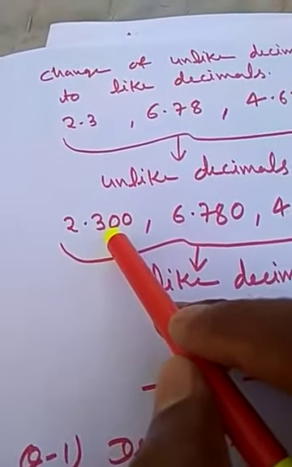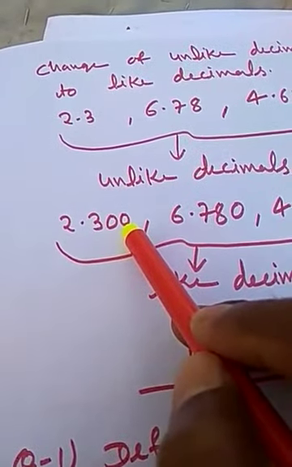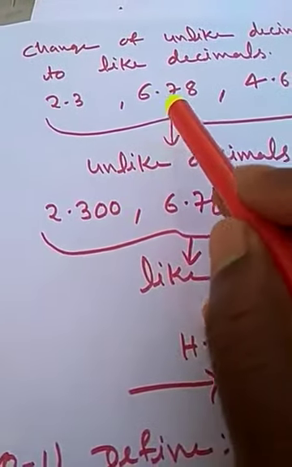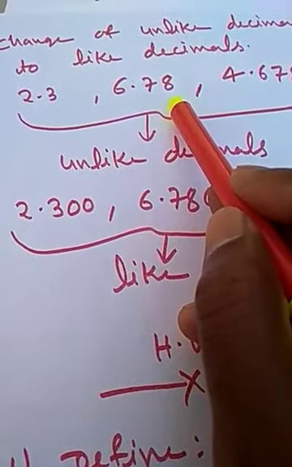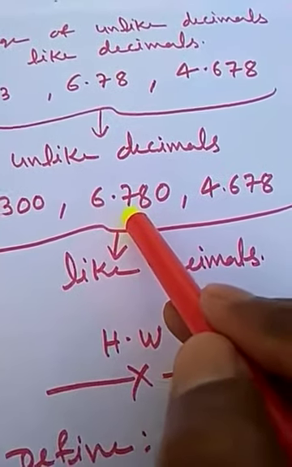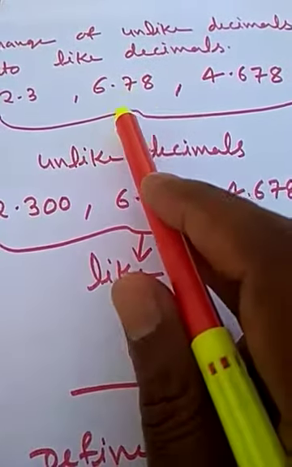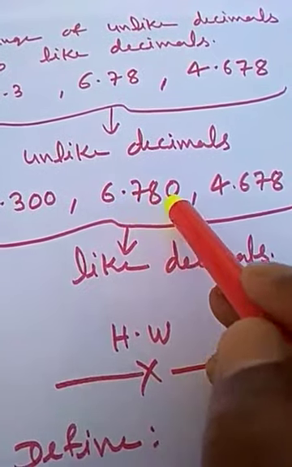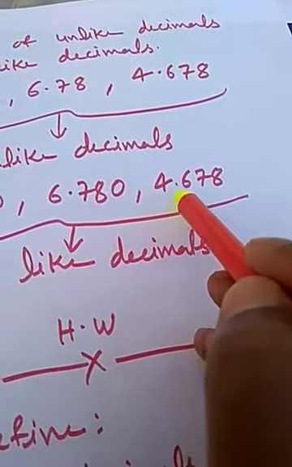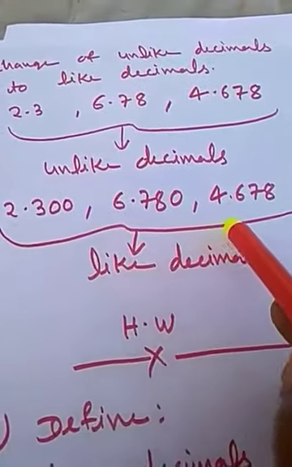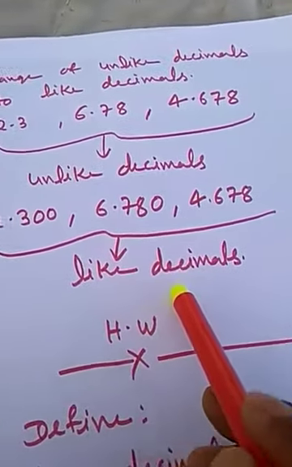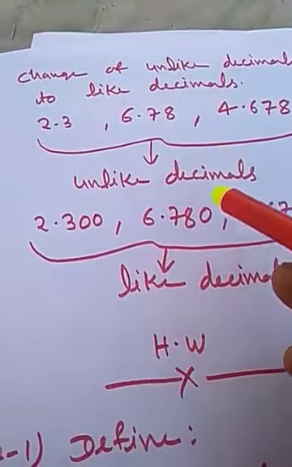Here 2.3, we shall write two zeros on the right side. When we put zeros after the decimals, the value of the number will not change. Now 6.78, this number has two decimal places and we have to write three decimal places. So we shall put one zero at last after the decimals, then 6.78 will be changed into 6.780. The value will not change by putting 0 on the right side. And third is 4.678. Now the group of decimal numbers all have the same decimal places, so they are like decimals. In this way we can change unlike decimals to like decimals.